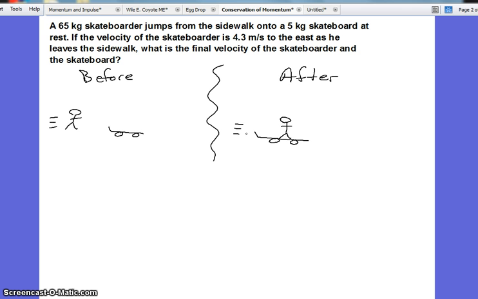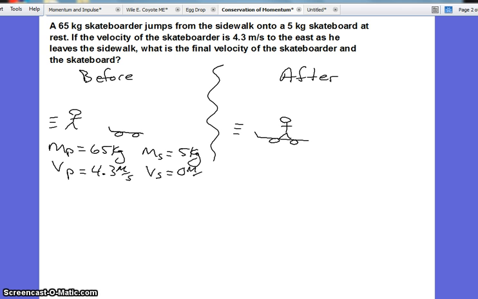We are given that the mass of the person, I'll label it as MP, is 65 kilograms. The mass of the skateboard is 5 kilograms. We're given that the velocity in the beginning of the person is 4.3 meters per second. And the velocity of the skateboard in the beginning is 0 meters per second. It's not moving, so I didn't draw any motion lines.